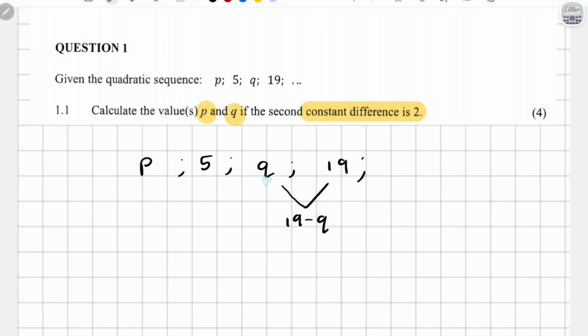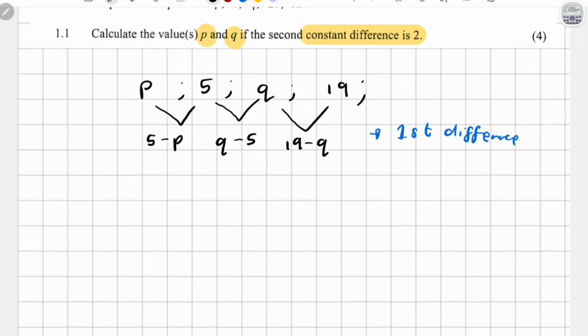And then this side will say Q minus the 5. So Q minus 5, that's our next term there. And then we'd say 5 minus P, 5 minus P. So this right now is our first difference, right? It's not constant. And now they told us that the second constant difference is 2. So let's go ahead and find the second constant difference. The second constant difference we will find in the same way.